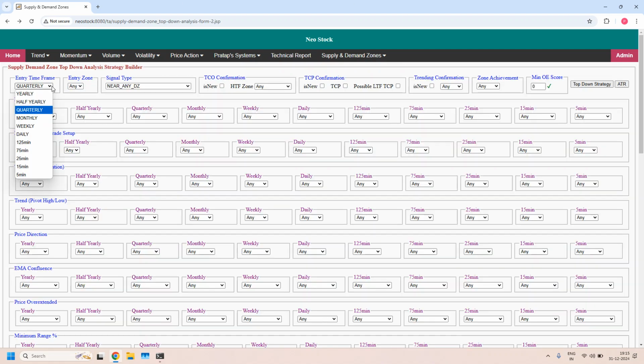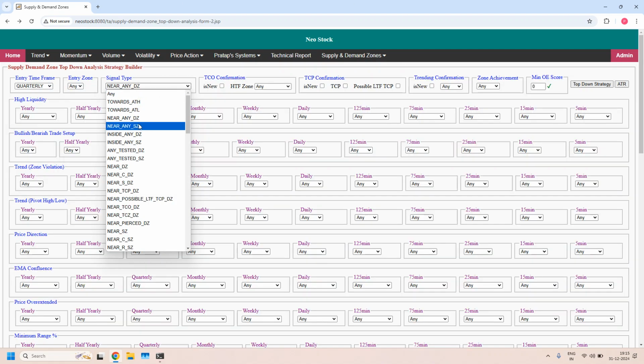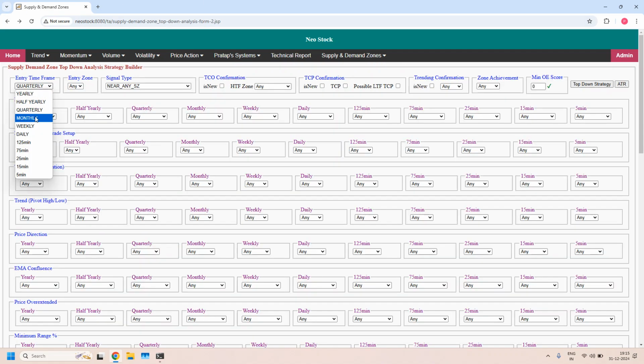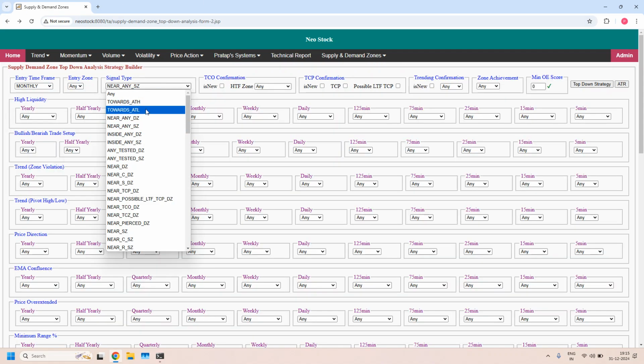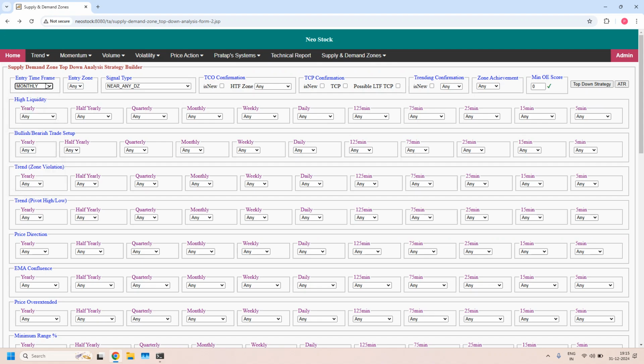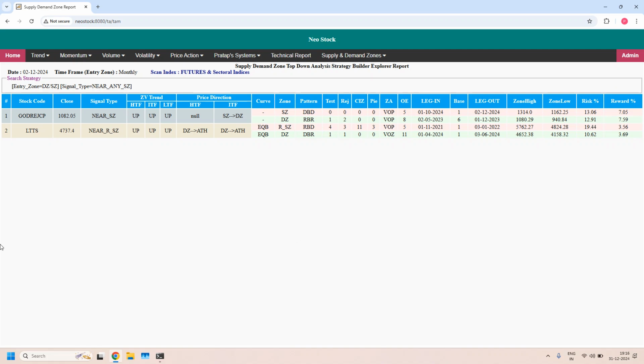Next, quarterly time frame. Stocks near quarterly supply zone. 3 stocks are filtered. Next time frame is monthly. Stocks near monthly demand zone. 9 stocks are filtered. Next, monthly time frame. Stocks near monthly supply zone. 2 stocks are filtered.